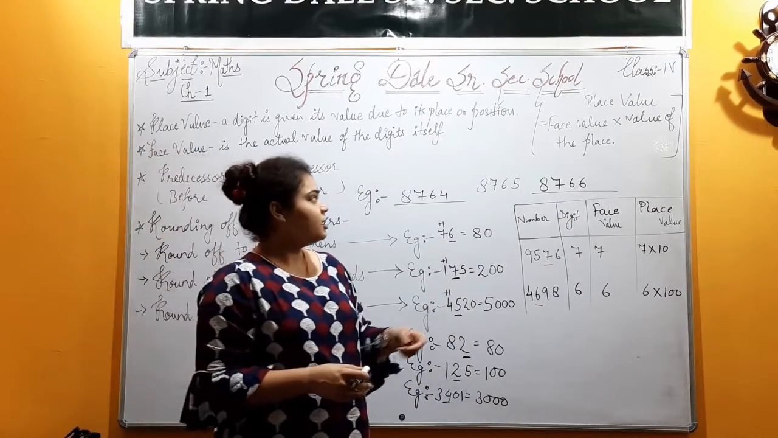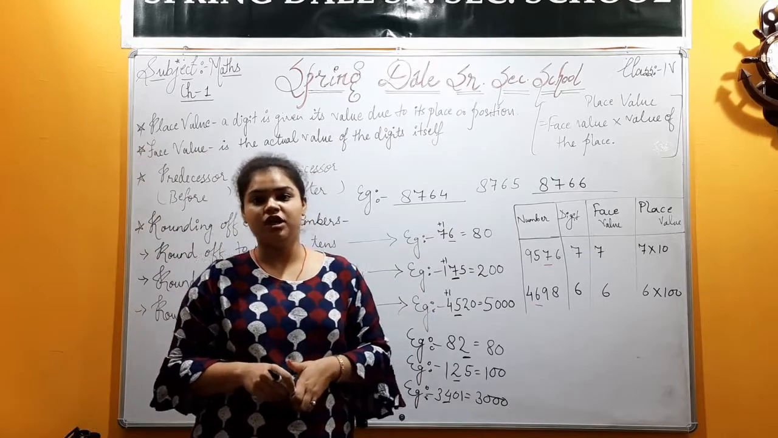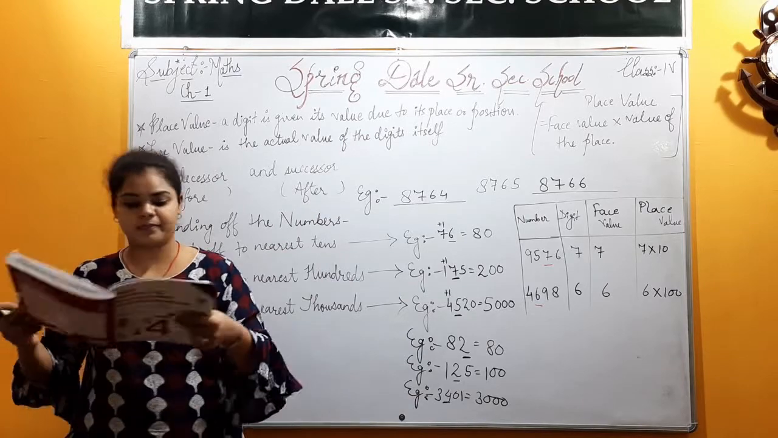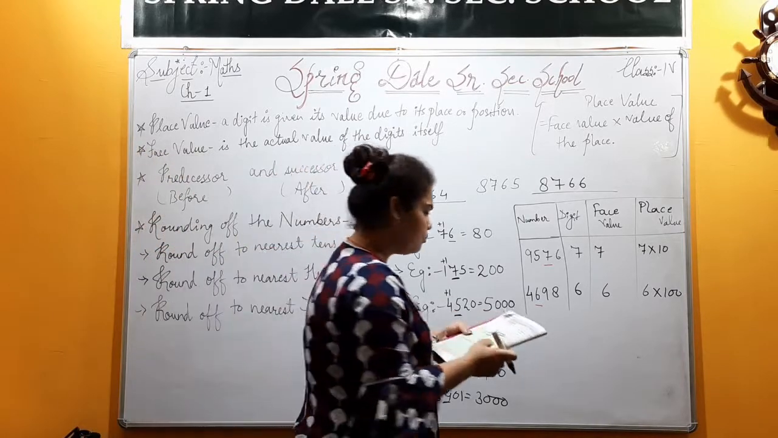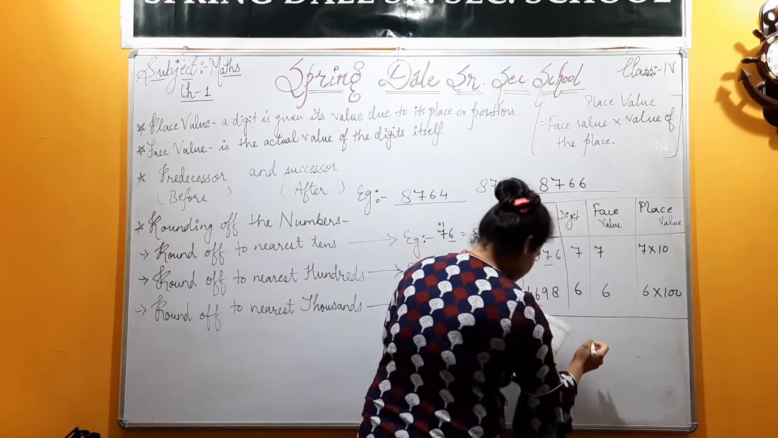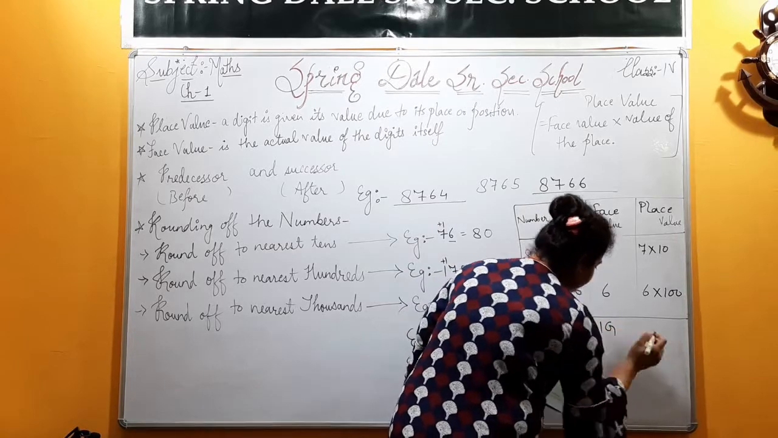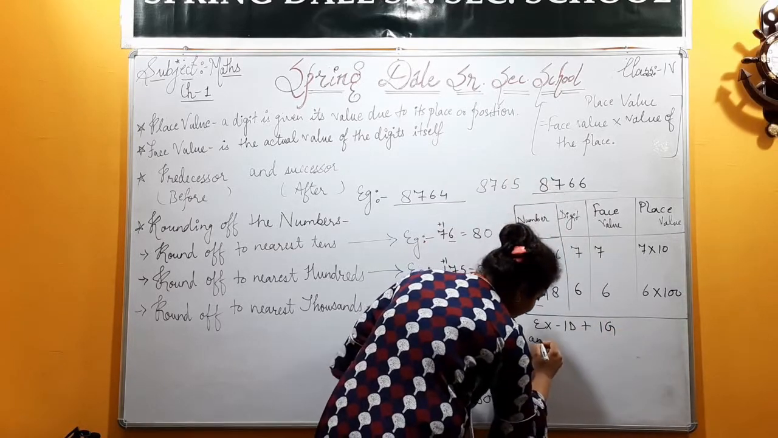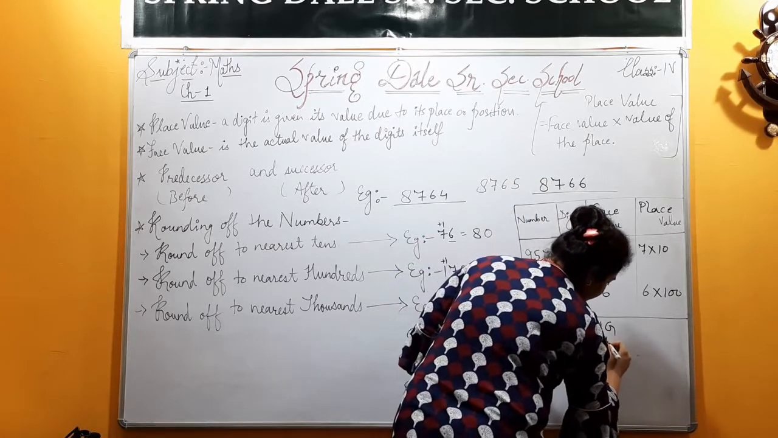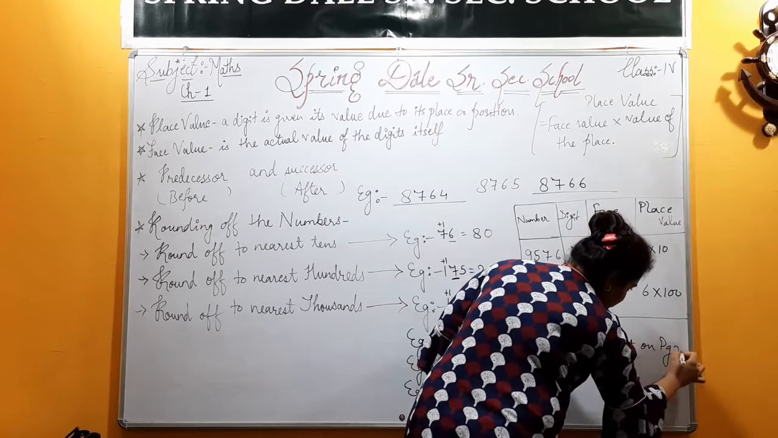So children, now we have completed the explanation of chapter 1. I hope you all have done your work in your notebooks. So again I have to give you the work, that is, do exercise 1D to 1G and the worksheet on page 26.